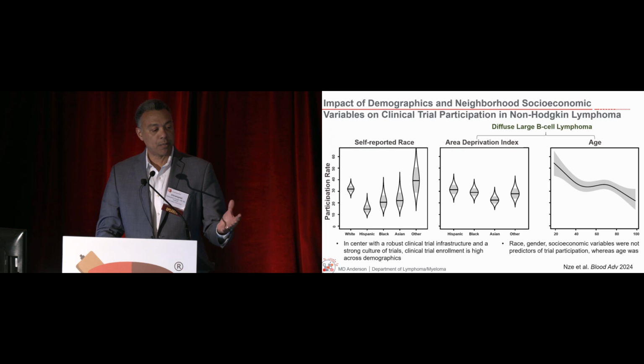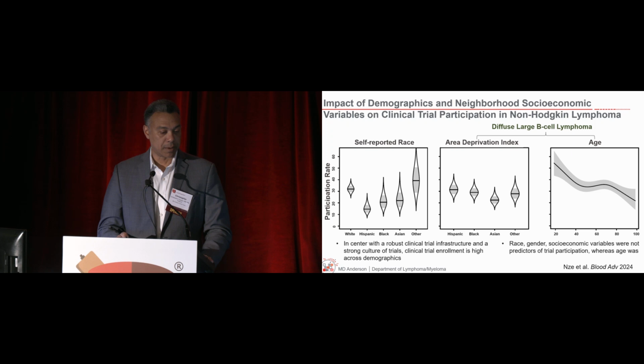And you can see by self-reported race of participants in clinical trials at MD Anderson, there really were no differences. Again, these are patients that were able to make it to MD Anderson to receive their clinical trial or the opportunity to participate in a clinical trial, and so that is a factor that is not accounted for here. But among those patients who were able to come to MD Anderson, there was no difference by race. There also was no difference by socio-demographic status and area deprivation index.